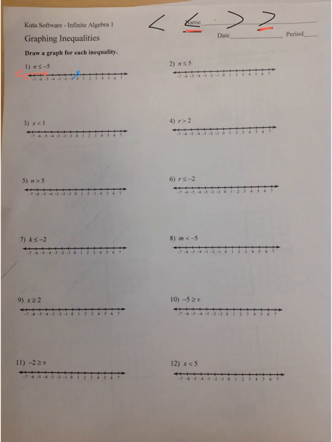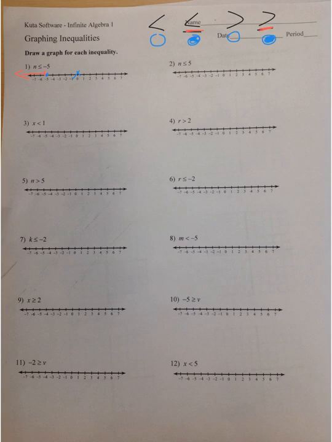Number 2, n is less than or equal to 5. I also have a closed circle on here, if you see that. Let me go back to my symbols. If it's less than, it's open. If it's less than or equal to, it's closed. Greater than, it's open. Greater than or equal to is closed. Closed means it has to include the number that it's on.